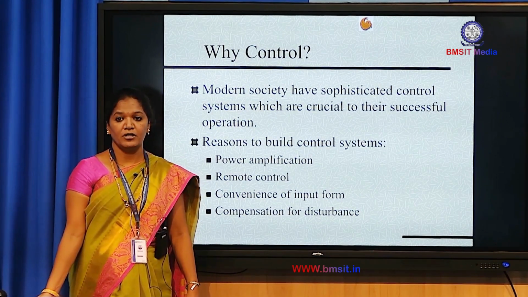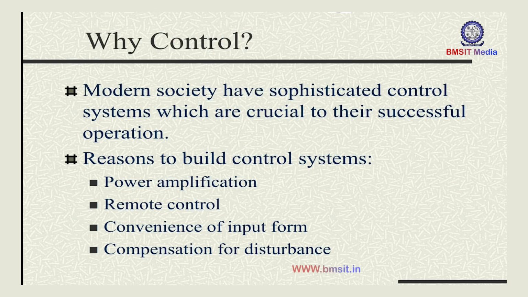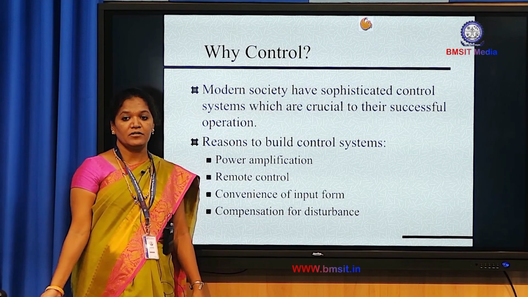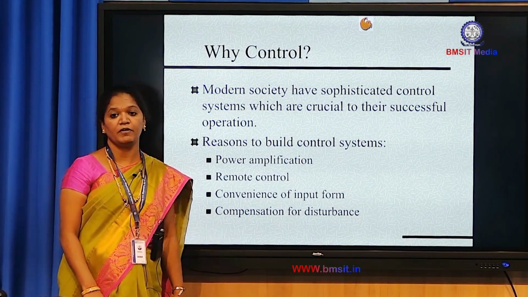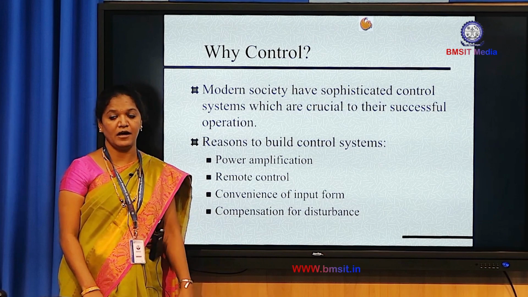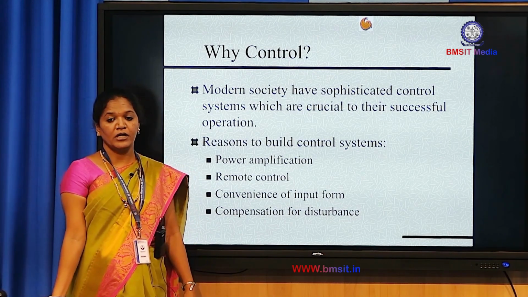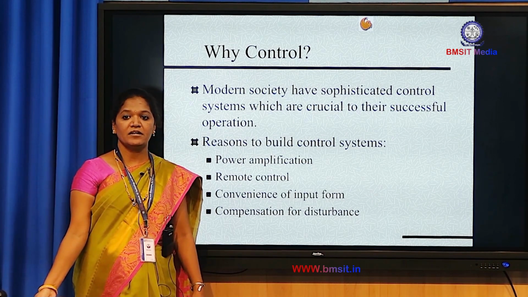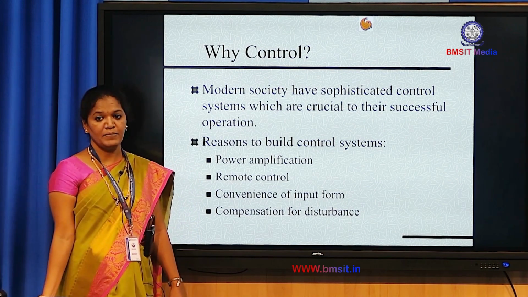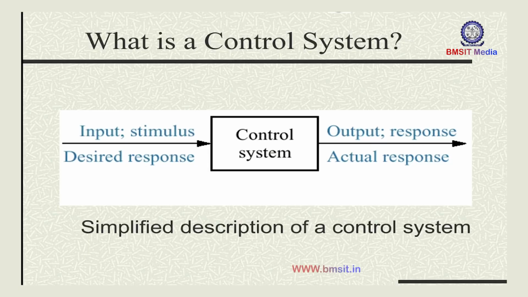As we know, modern society has sophisticated control systems which are crucial to its successful operation. The reasons to build a control system are mainly power amplification, to strengthen the signal, to perform remote control operation as in the robot, convenience of input form, and compensation for disturbances. So, what is a control system?